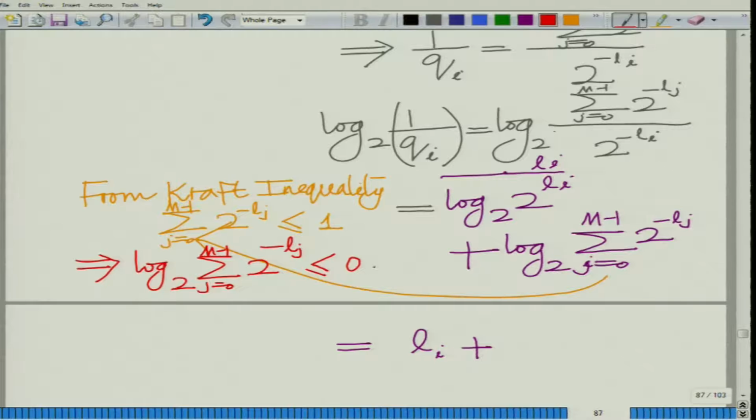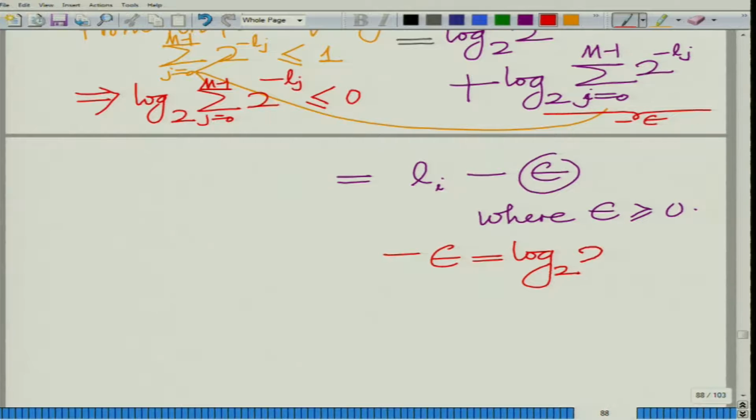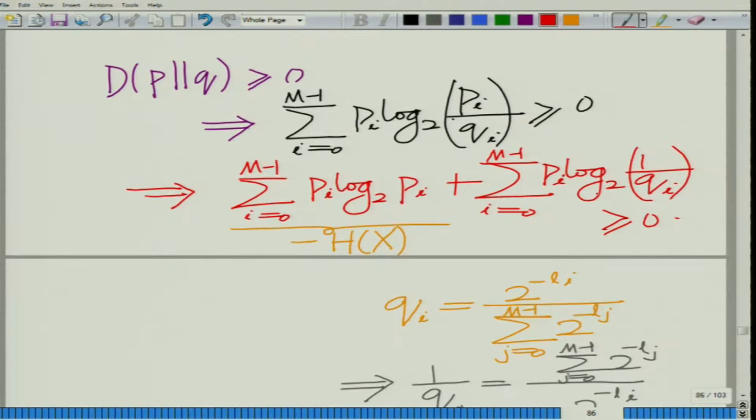So, I can write this as minus epsilon, where epsilon is some positive quantity. That is the whole idea. So, what is minus epsilon? Minus epsilon is log to the base 2 of the summation over j of 2 to the power of minus Lj, and therefore, this is equal to Li minus epsilon. So, now if we substitute these quantities here, this is equal to Li minus epsilon.